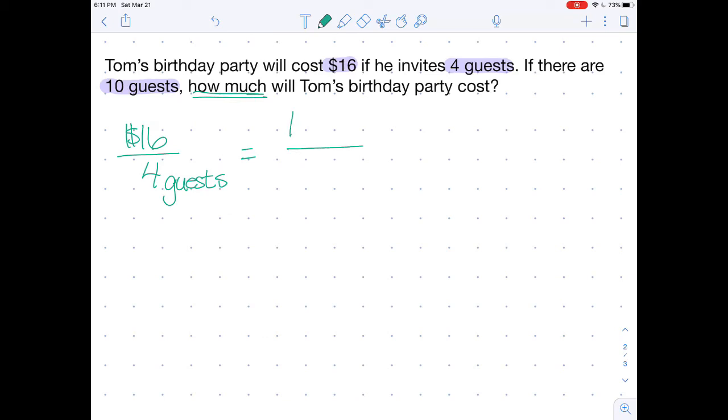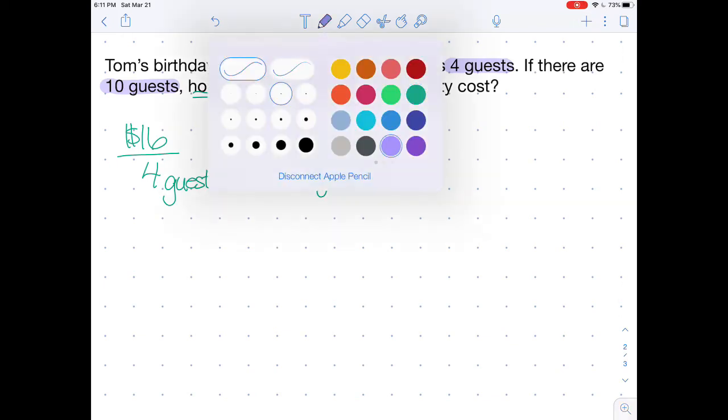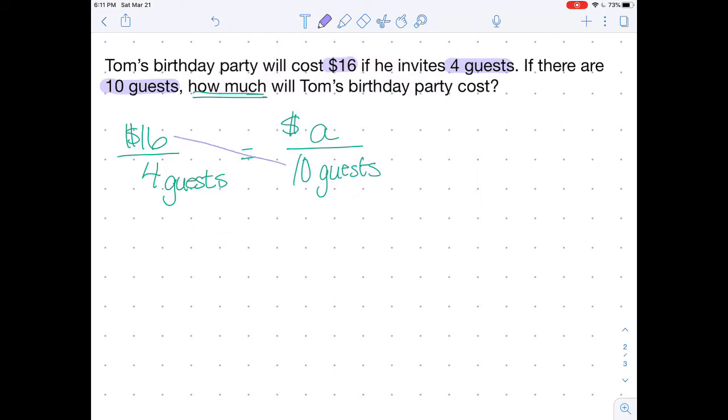So we don't know what this number is. We're going to use A for our variable. If there are 10 guests. So again, we're going to cross multiply. So we're going to do 16 times 10. And we get 160. And divide by 4. 160 divided by 4 is 40.